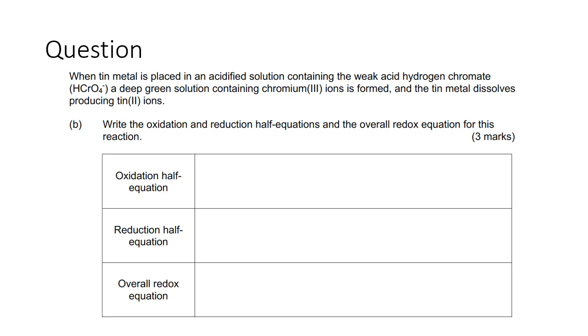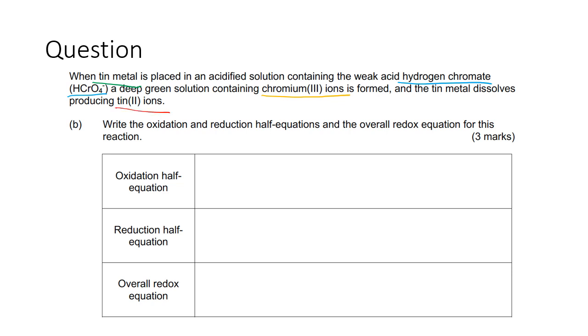When tin metal is placed in an acidified solution containing a weak hydrogen chromate, a deep green solution containing chromium ions is formed, and the tin metal dissolves, producing tin ions. Okay, so let's have a look at what you've got here. You've got tin metal, first thing, weak acid hydrogen chromate, which is that thing there, right? You've got chromium ions, and you've got tin 2 ions.